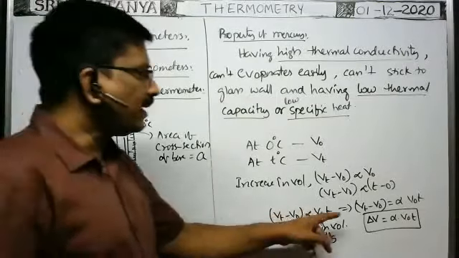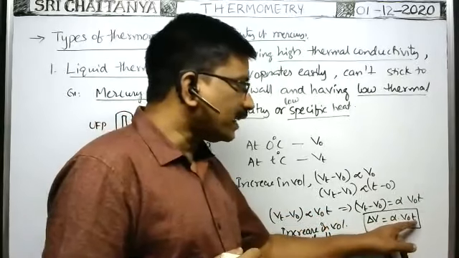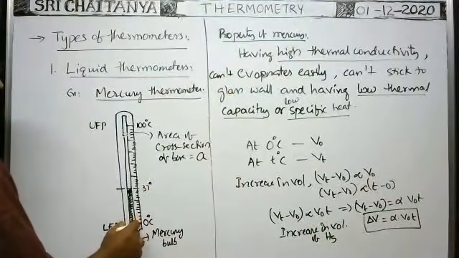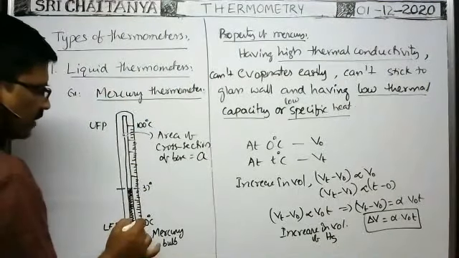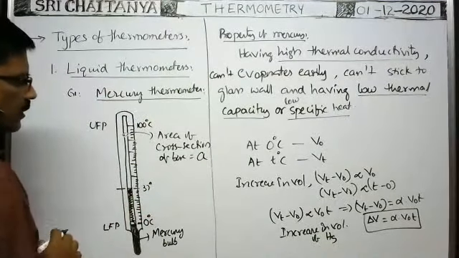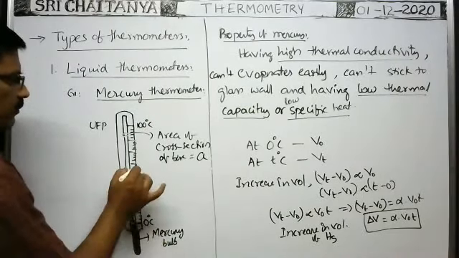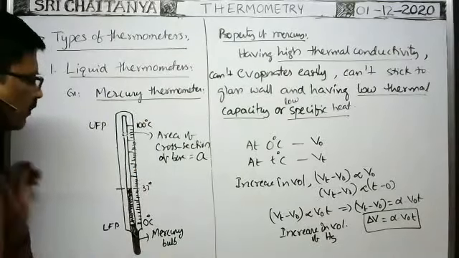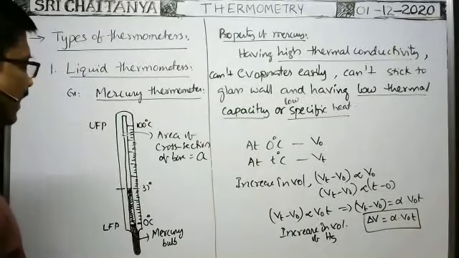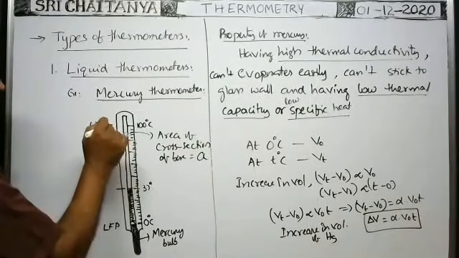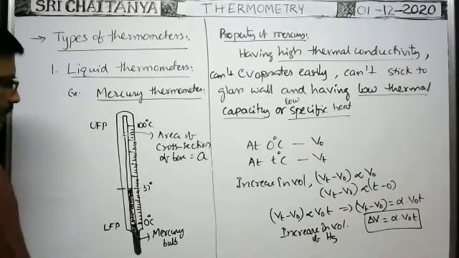Because the increase in volume of the mercury is directly proportional to the rise of temperature, between 100 and 0 degrees centigrade, when you make equal divisions, at 10 degrees centigrade the mercury level rises up to 10. 37 means this one, 50 means this one, like this. The mercury level rises. Here they may ask, what is the length of the mercury column that rises in this thermometer? They may ask like that.